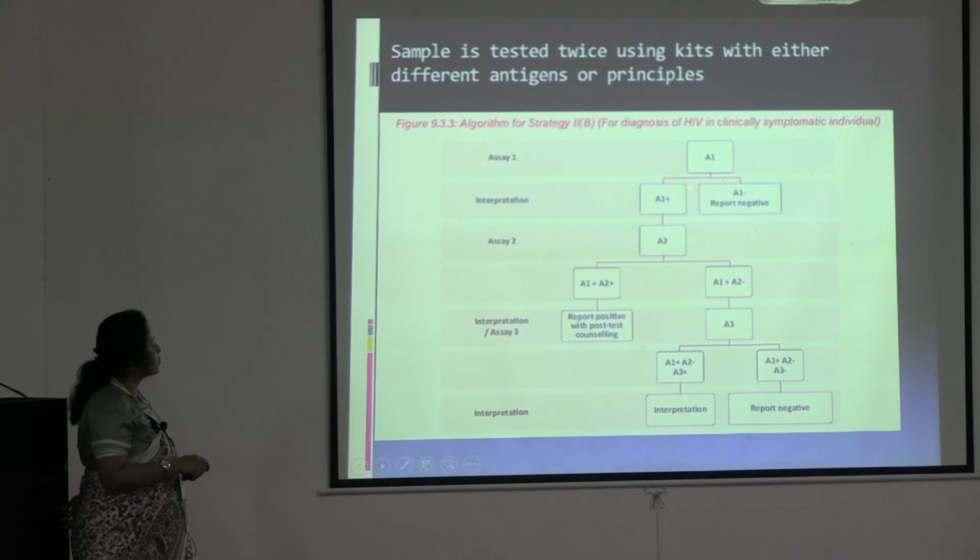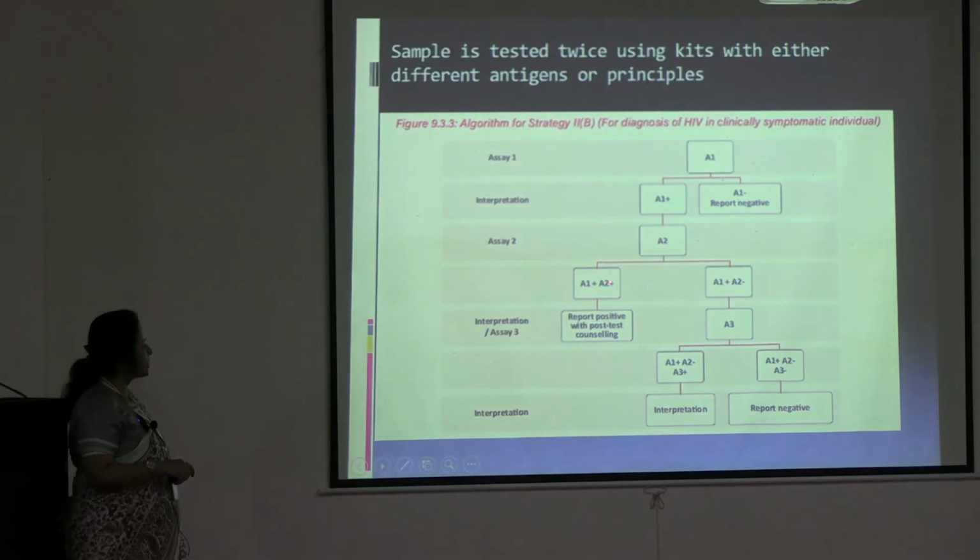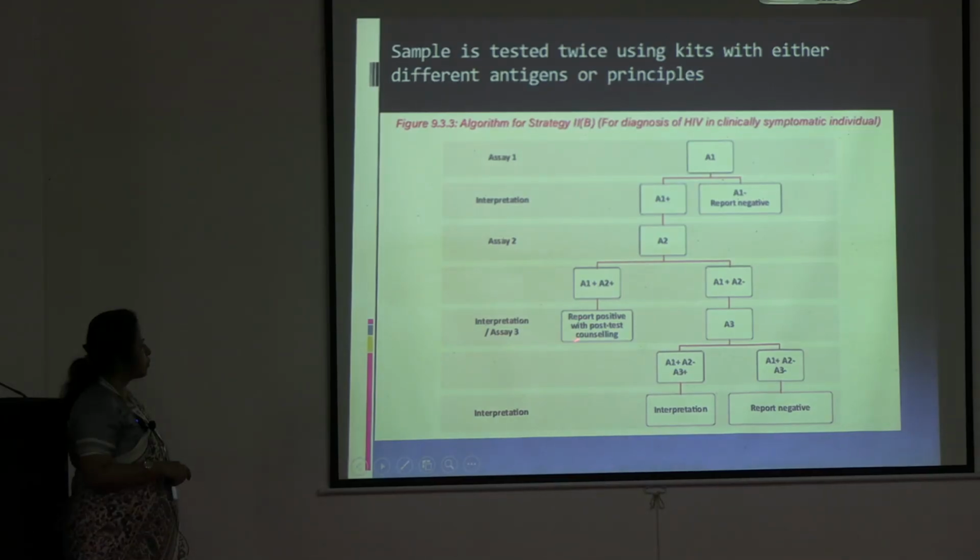So the first scenario is that the test is either positive or negative. If it is negative, report negative. If it is positive, do another test with another principle. So here you have the scenario where the first test is positive and the second test is positive. So you report positive, with post-test counseling. This is one scenario where both the first and second tests are positive.